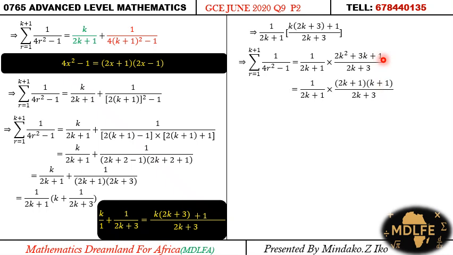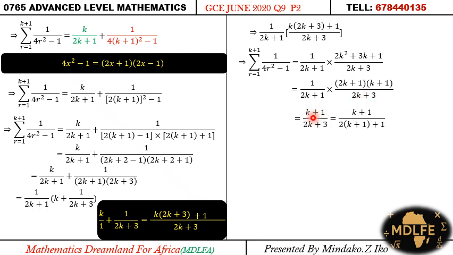Okay, so at the end of the day, I'm going to have 1 divided by 2k plus 1 times my 2 and my 1. So these are my two values, my two factors. Okay, so that is it. Now from here, we notice that this 2k plus 1 is common in the numerator too. So this one will cancel with this other one down here. And at the end of the day, we will be left with 1 times k plus 1 divided by 1 times 2k plus 3, which is still k plus 1 divided by 2k plus 3.